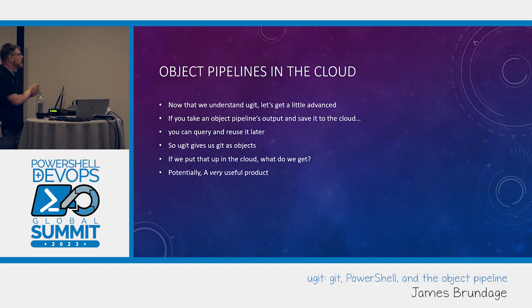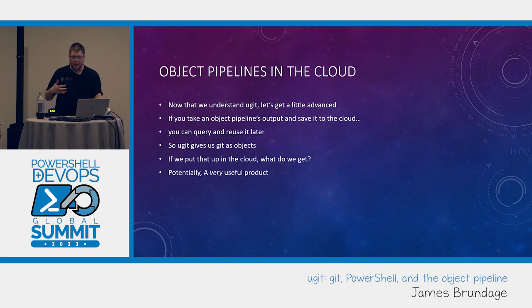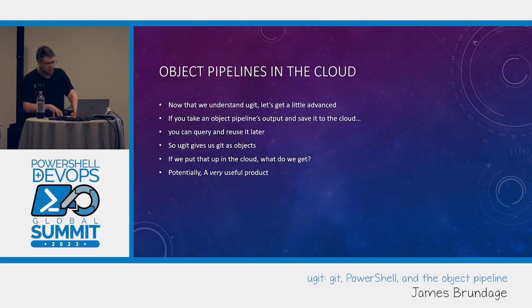If you take an object's pipeline, or a pipeline's output, and you save it out to the cloud, you can query it and reuse it for later. So ugit will give us git as objects, and if we put that up in the cloud, what do we get? Well, potentially a very useful project or product.